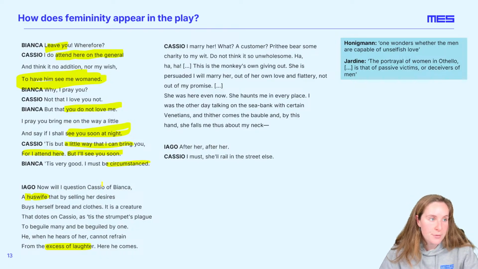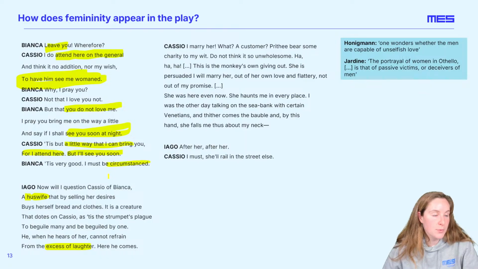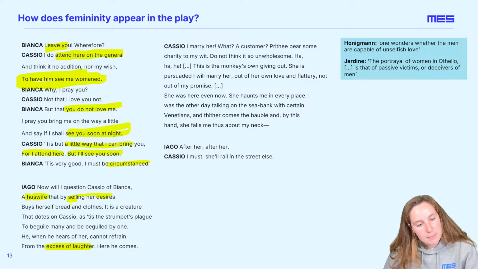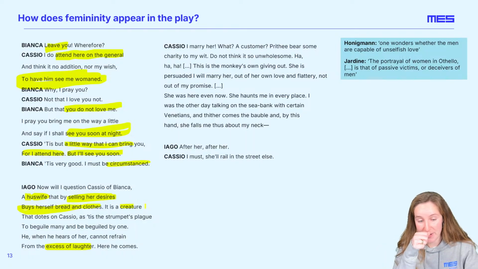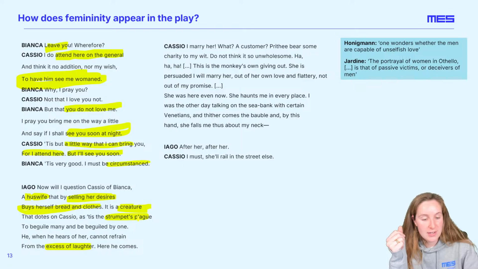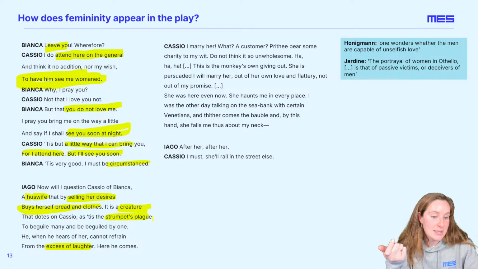Okay. Housewife, one of two things. A housewife, but also perhaps a play on words for hussy, which is another word for a sex worker. By selling her desires to buy bread and clothes. So here he is saying she's a sex worker. And notice, a creature that dotes on Cassio. So look at the language here used to describe her. So essentially, a creature who loves Cassio, and it's the plague of the strumpets.